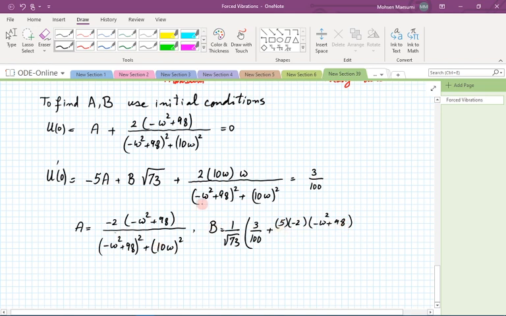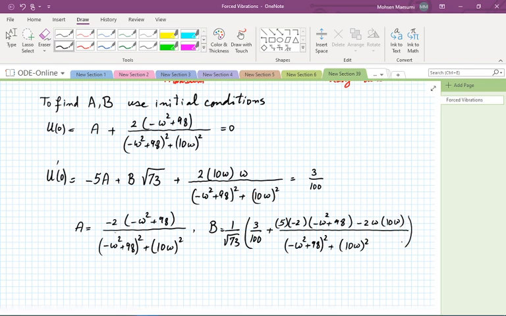The denominator of this expression and that expression are the same. So while I'm doing this, let me also take a common denominator. Minus omega squared plus 98 squared. And this stuff also is going to go to the right hand side. So it becomes -2 omega times 10 omega. The same common denominator as this. And that's going to be our b.